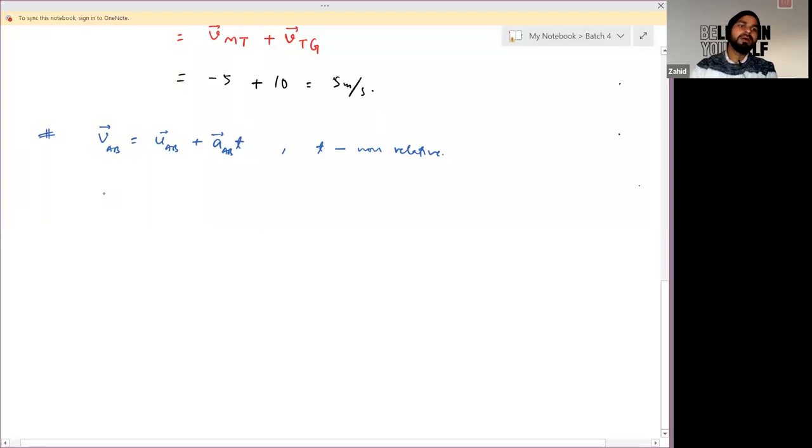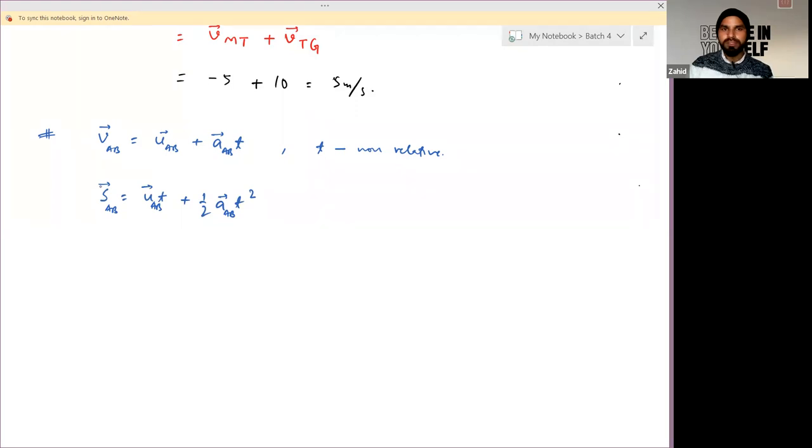Next is displacement equals to ut plus half at squared. So in this part, displacement will be relative, initial velocity will be relative, and acceleration. So depending upon this equation, we may define displacement, final velocity, initial velocity of them. Is it clear? Yes.